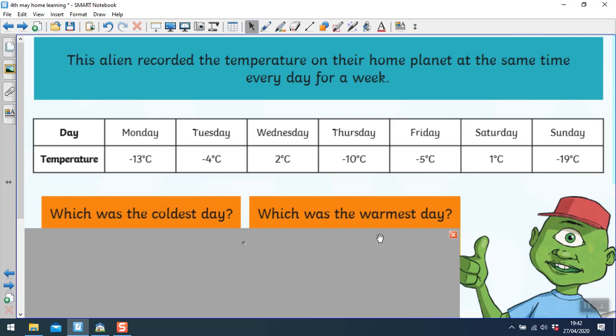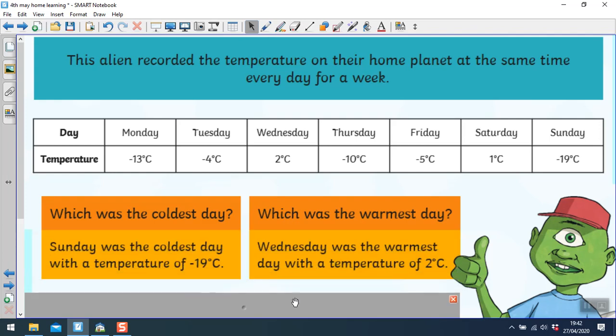And which is the warmest day? Because there's positive and negative, I can just look at the positive numbers and see which number is the biggest, 1 degree or 2 degrees. So 2 degrees is higher, which means that Wednesday is the warmest day. Well done if you got that right.